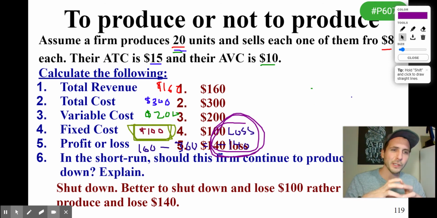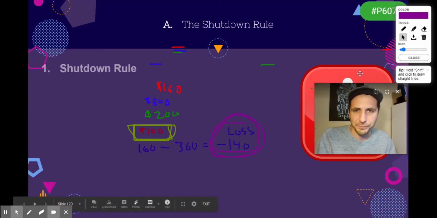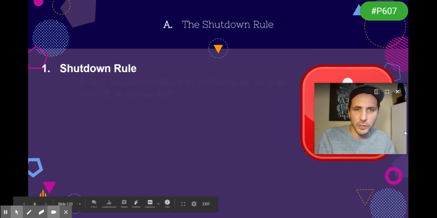As soon as my losses are greater than my fixed costs, you need to shut down. I'm sorry. Right. It is better to shut down and lose $100, that's what I meant, my fixed costs, than to lose $140 by producing. Oopsies. All right. So let's get some words to that, shall we?